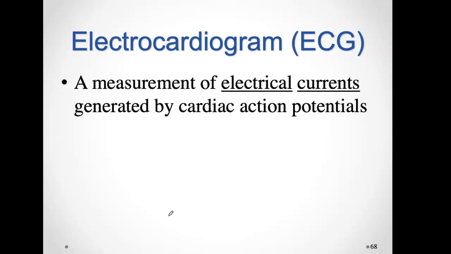Hello all. This mini lecture is on the ECG, on the electrocardiogram. An electrocardiogram is a measurement of an electrical current that's generated by cardiac action potentials. So think of all those gap junctions, and this electrical current is swooshing through the heart. And if you were able to record those currents that are flowing from the atria down to the ventricle and depolarizing them, and you could make a recording of that, that's the ECG.